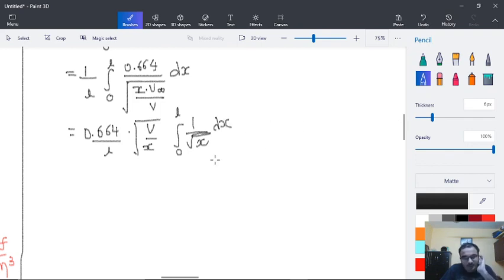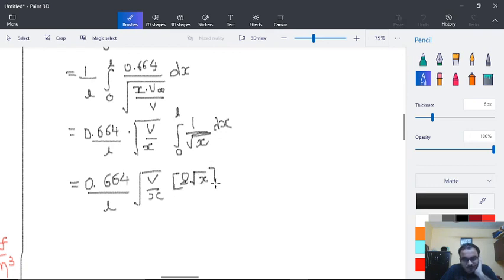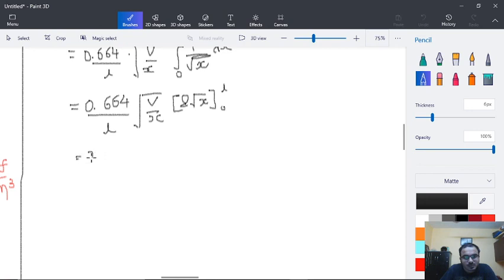So finally what we are getting over here is 0.664 over L square root of mu into x into 2 square root of x from 0 to L. So finally what we will be getting here is 0.664 into square root of mu divided by x into 2 square root of, sorry, I think we have made a mistake over here.